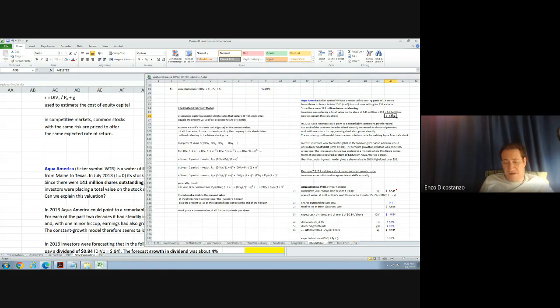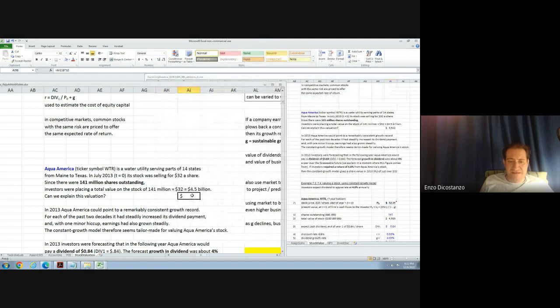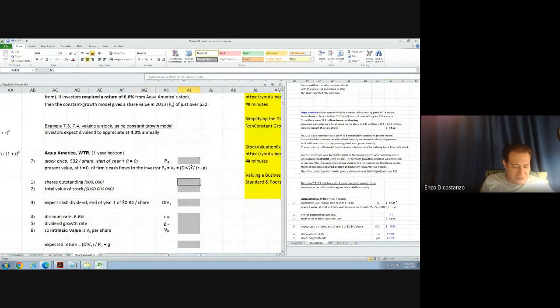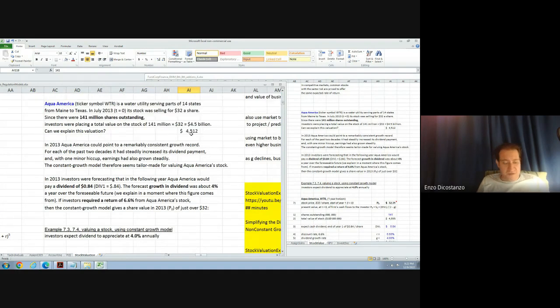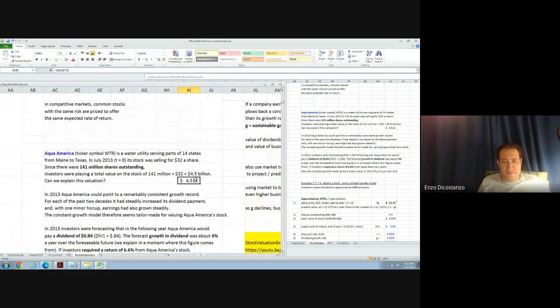Can we explain the valuation? Well, this is what happened here. So we can try to back that out as best we can. I think what I did in sort of another life here, I went down here and said, okay, how many million shares? 141 million. We have that. Look at the units. It's 141 million. So we came up here and said $32 times that 141 gave you about 4.5 billion. That's the market valuation of the equity of this company.